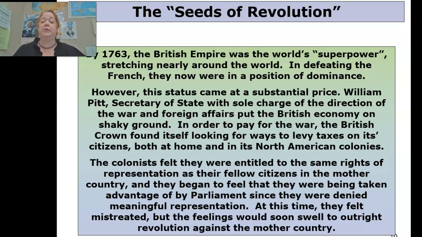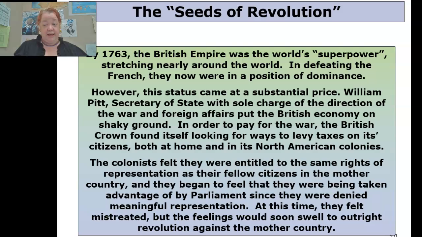So the colonists felt they were entitled to the same rights of representation as their fellow citizens in the mother country. So they didn't say, no, you can't tax us. They said, if you are going to tax us, we want equal say in what's being taxed. That's all we're asking for, is a seat at the table. And Parliament said no. So now they're going, well, you won't even let us have a say. You won't let us in Parliament.